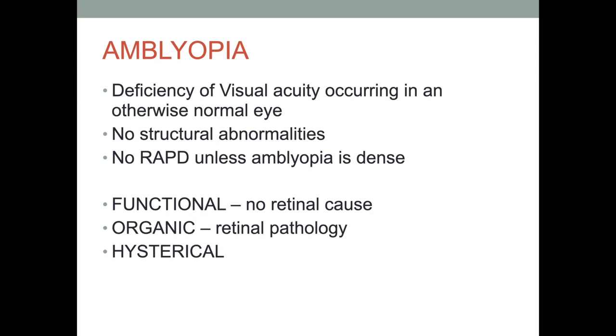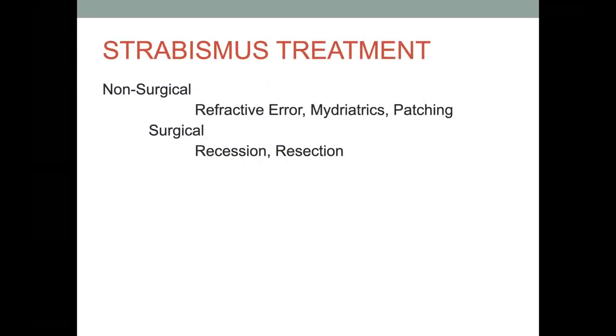Or sometimes it's a mild amblyopia where you can't get them to the 20/20 line. You can get them just above the 20/20 line or 2 lines above that, but that's the best you can do, but the eye looks fine. There's no relative afferent pupillary defect unless the amblyopia is dense. So we may classify it as functional, organic, or hysterical. Functional, we have no retinal cause. Organic, may have a retinal pathology, or they may be a hysterical person.